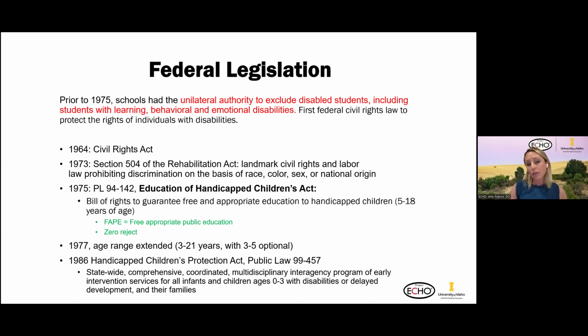In 1977, they extended the age range, and it included kids from 3 to 21 years of age. Again, that 3 to 5 year age was optional. It wasn't until 1986 when the Handicapped Children's Protection Act came out, and this extended supports for children 0 to 3 years old. This is what we now know as the infant toddler program. Next slide.